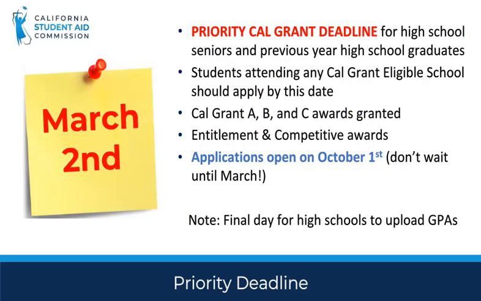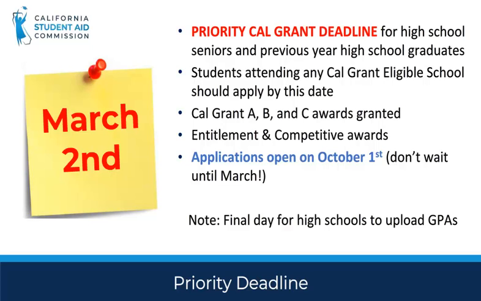There are two deadlines when it comes to Cal Grant awarding. The first is the Cal Grant priority filing deadline of March 2nd. This deadline ensures that all students, high school, college, and returning adult college students, can be processed for all award types and award cycles. This deadline is particularly important for high school seniors and previous year high school graduates.